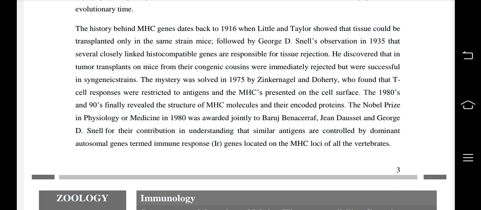The 1980s and 90s finally revealed the structure of MHC molecules and their encoded proteins. The Nobel Prize in Physiology or Medicine in 1980 was awarded jointly to Baruj Benacerraf, Jean Dausset and George D. Snell for their contribution in understanding that similar antigens are controlled by a dominant autosomal gene termed immune response genes, located on the MHC loci of all the vertebrates.